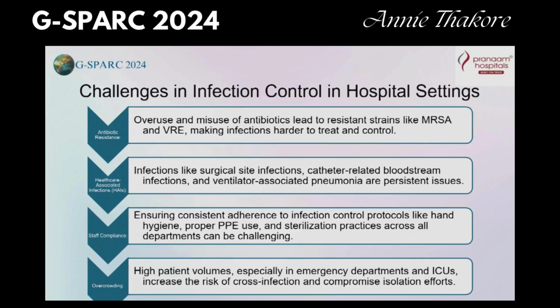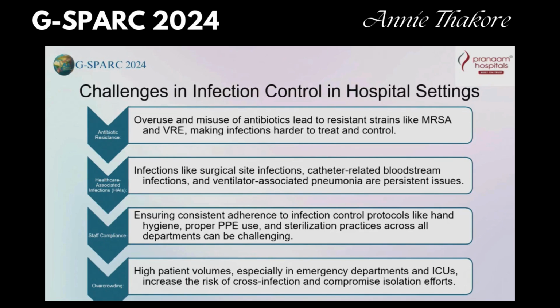That is where the overuse and misuse of antibiotics happens and leads to resistant strains like MRSA and VRE, making infections harder to treat and control. And healthcare-associated infections are another challenge, especially surgical site infections, catheter-related bloodstream infections, and ventilator-associated pneumonia. And coming to staff compliance, we say train the staff, train the staff, train the staff, and we make sure they are continuously complying, but many of the times it won't be 100%.